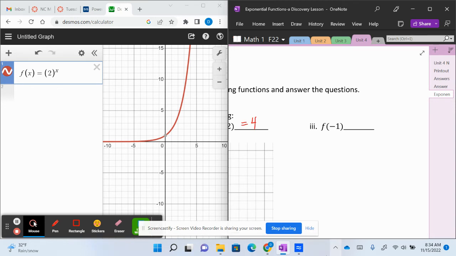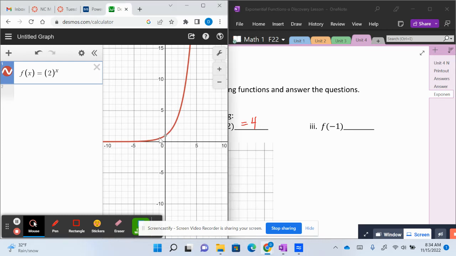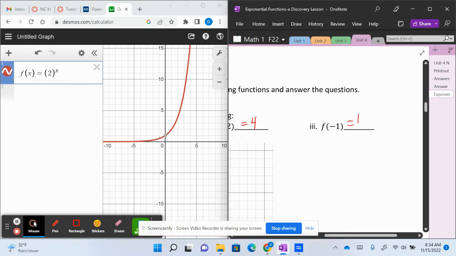What about f of negative 1? So go to where x is negative 1 and scroll up and try and touch that spot. And you see that when x is negative 1, you have the point 1/2. It's 1/2, I promise you. So f of negative 1 equals 1/2.